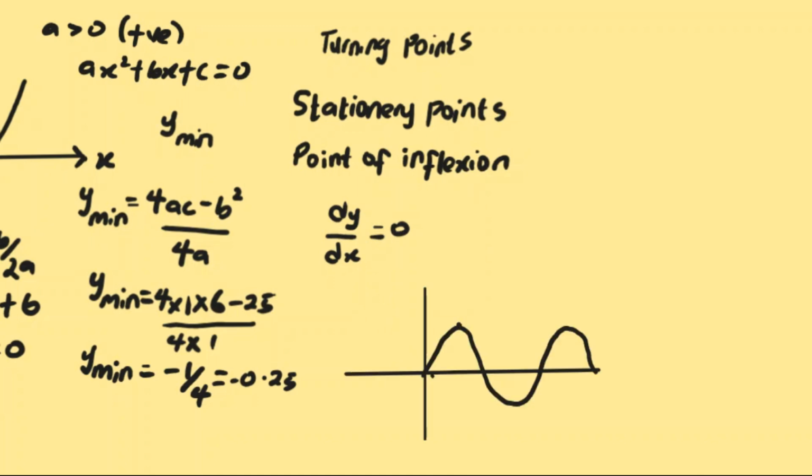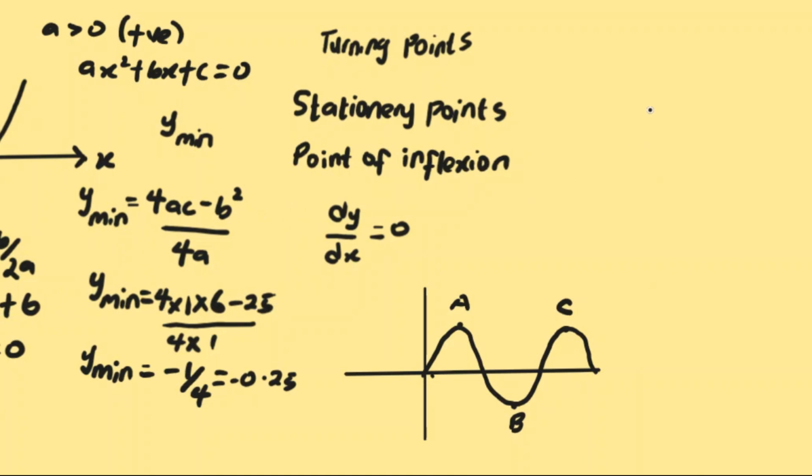Now let me illustrate this graphically so that you understand what I'm saying. So now, if I call this point A, this point B, and this point C, A, B, and C are all stationary points. So at stationary points, your derivative is equivalent to what? To 0.